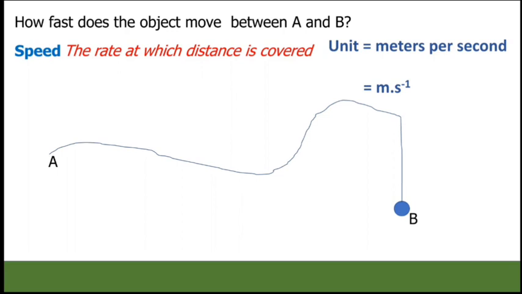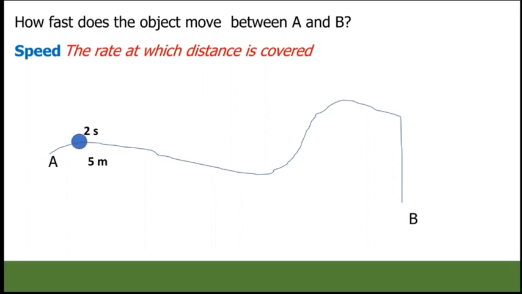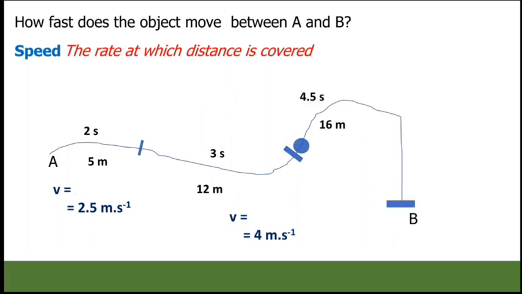Now suppose that the object travels 5 meters in 2 seconds. The speed will be 2,5 meters per second. Then during the next section, the object travels 12 meters in 3 seconds. The speed will be 4 meters per second. Why? Distance over time, 12 over 3 will give me 4. And then let's say in the last part of the journey, the object covers 16 meters in 4,5 seconds. So if I say 16 over 4,5, I get a speed of 3,56 meters per second.